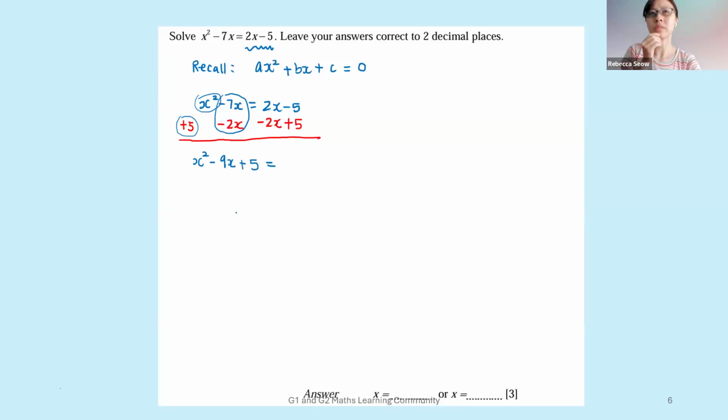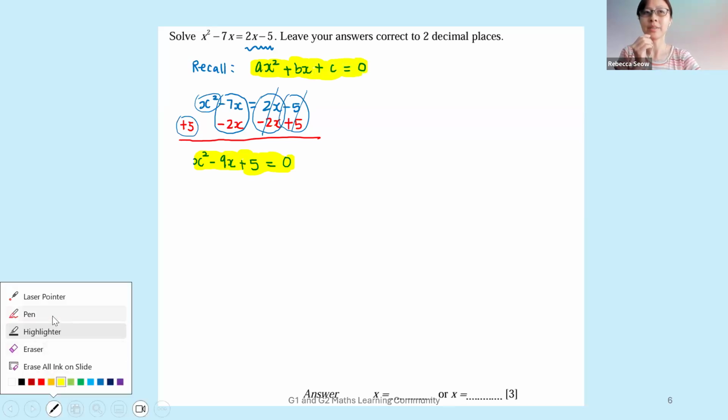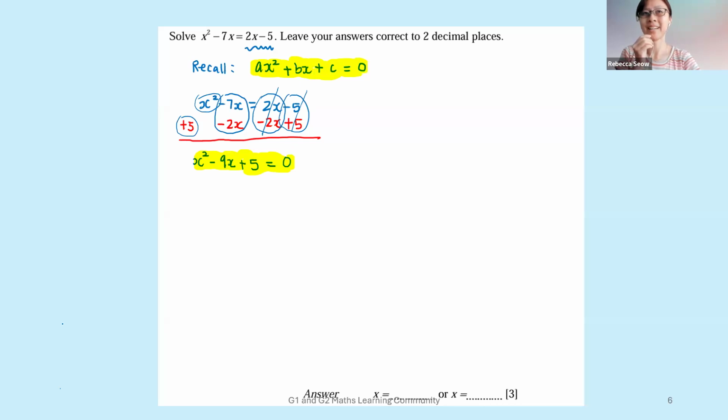What happens now to the right-hand side? We have 2x, take away 2x, so that's gone. And we have negative 5, well, we add 5 to it, and so this is also gone. That means on the right-hand side, we have no more terms. You realize now that what we have in this equation is already in the same form as the equation before we can use the quadratic formula. Now we are ready to use the formula.